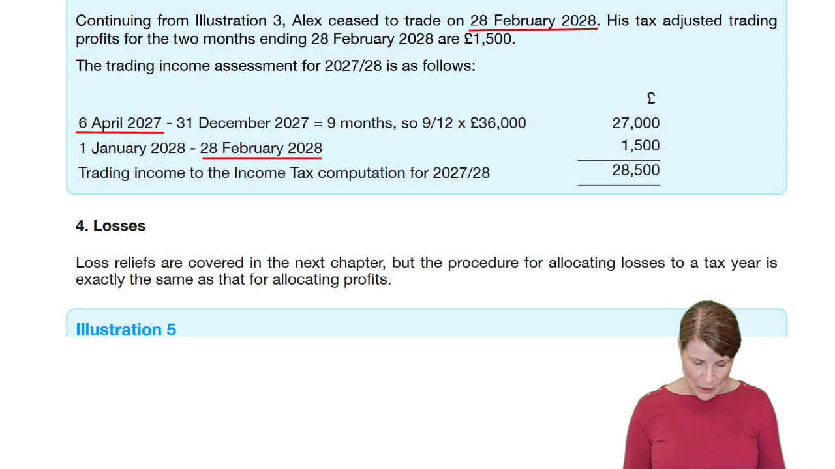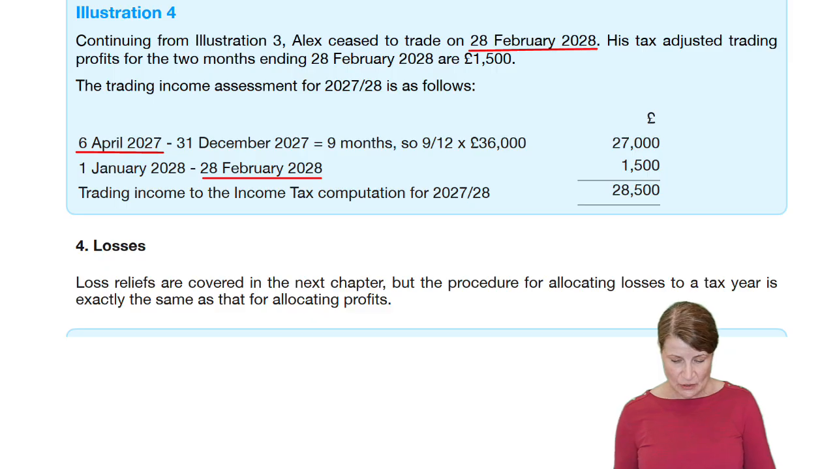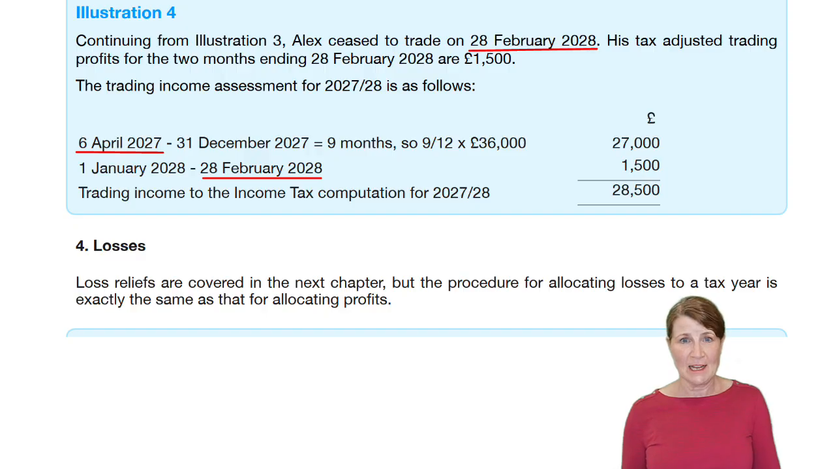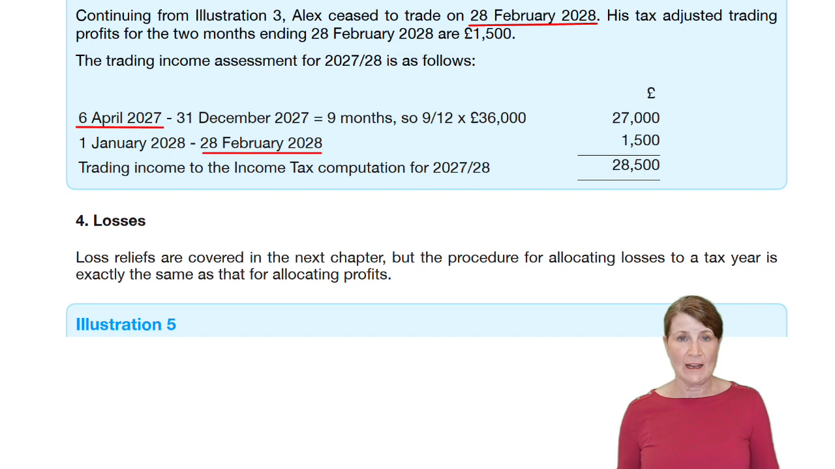And then we take the profits to the date of cessation. So we're told that for his final 2 months of trade, January and February 2028, he made a profit of £1,500. So therefore, total assessment for the final tax year, 6th of April to the date of cessation, works out to be £28,500. And that's what we're going to take to Alex's income tax computation in the tax year 2027-28.